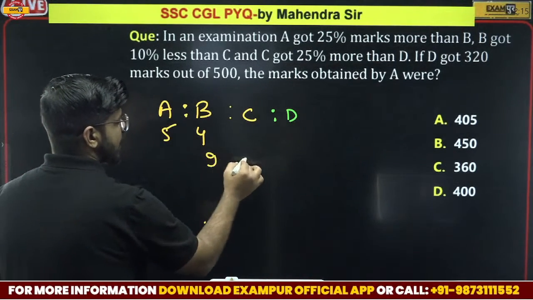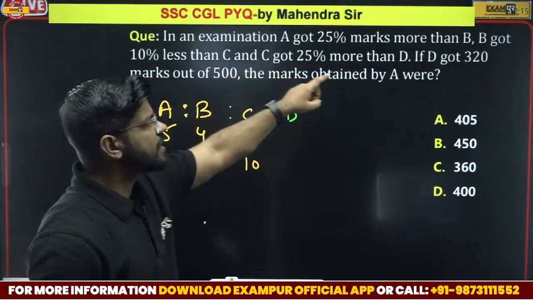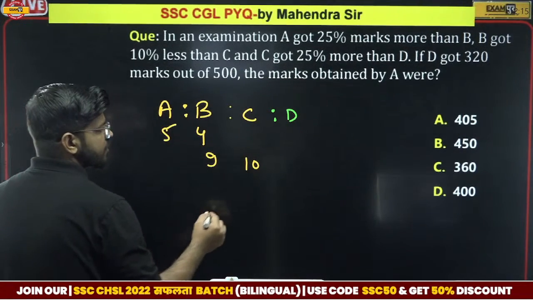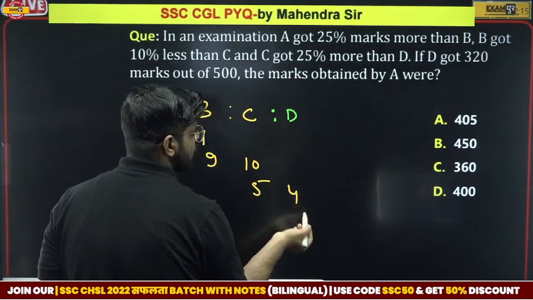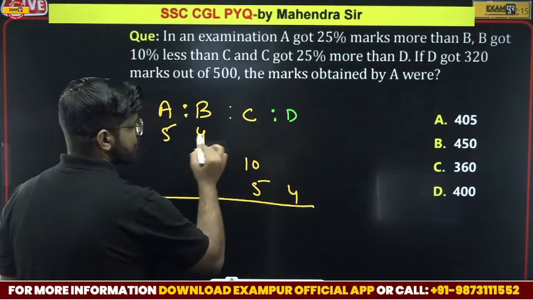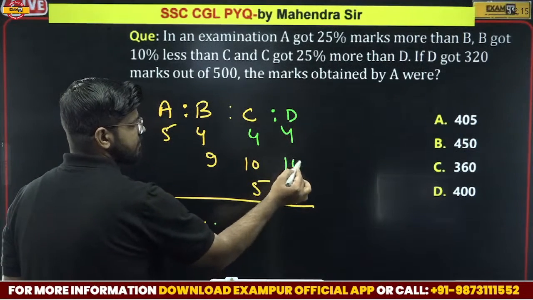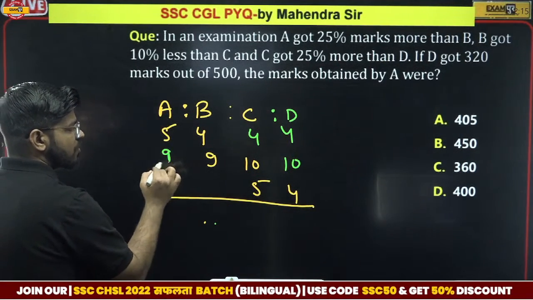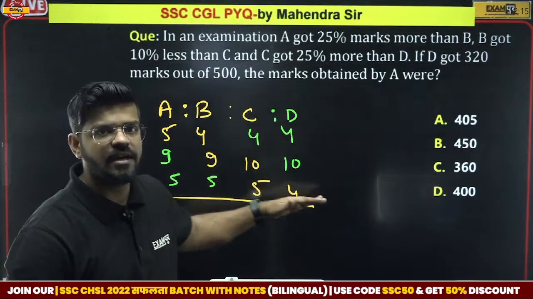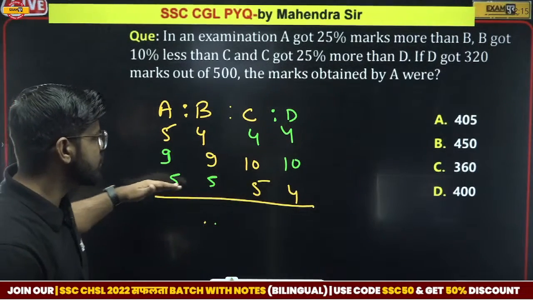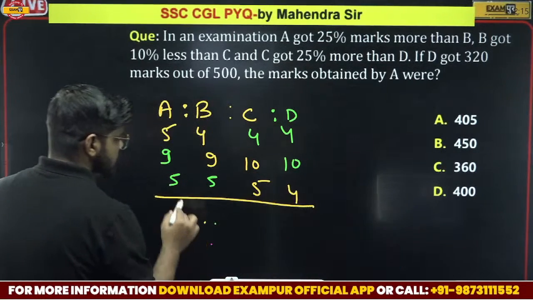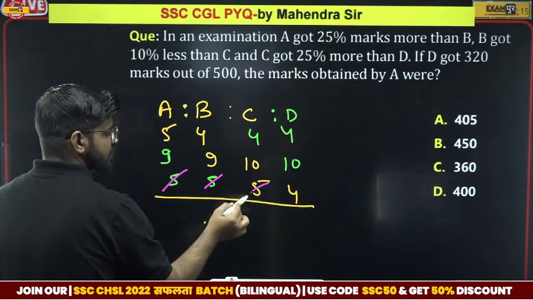So here we got 9 and 10, and C got 25% more than D. 25% more than D means if D is getting 4, C is getting 5. Now do the copy thing. Copy this 4 here. 10 will get copied here. 9 will get copied here, and here we are getting 5. If something is going to cancel out, you can cancel out here. See, 5 is cancelled out.